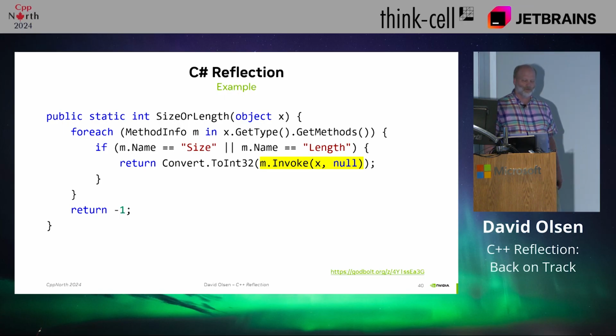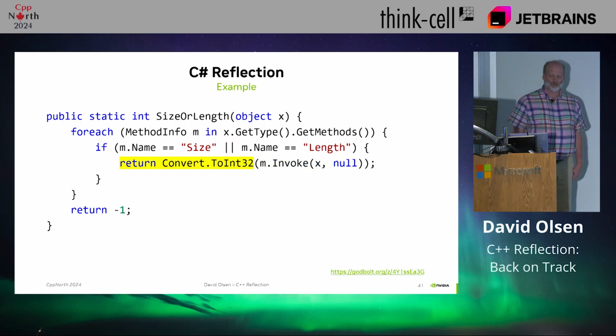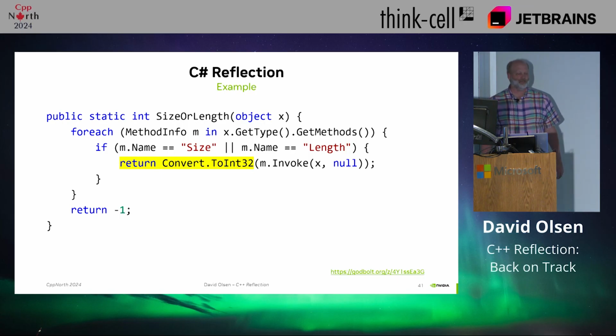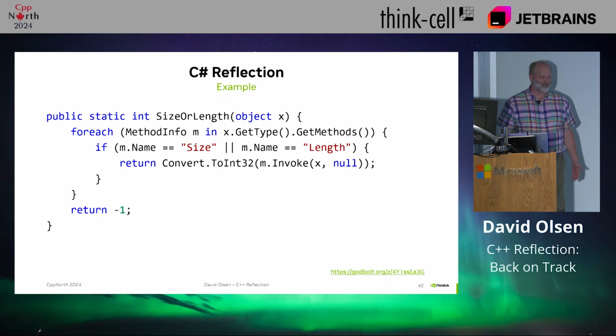If we find one with the right name, we call that method using C#'s code injection operator of method.invoke. Method.invoke returns an object, so we have to convert that to an int before returning it to the caller. And we're done.